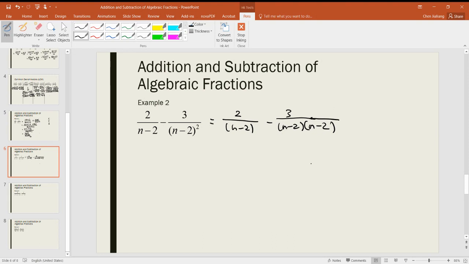And once we have written this out, we'll realize that the common denominator is n minus 2 times n minus 2. What is missing from the first term will be an n minus 2 term. We need to multiply by n minus 2 over n minus 2.